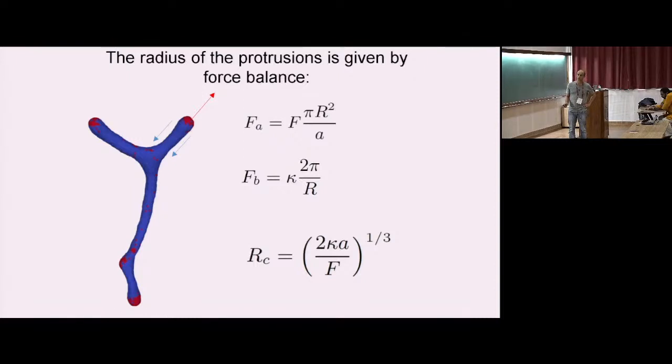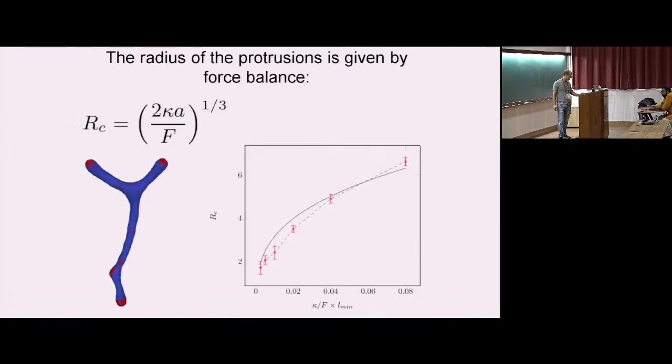So the relation between the radius or the size of this cluster to the force and to the bending modulus goes like this power of 1/3. And then you can do some simulations, and it's roughly in agreement, I would say, with this 1/3 power between the radius of these clusters and this combination of kappa over F.